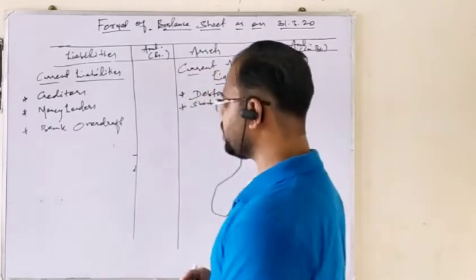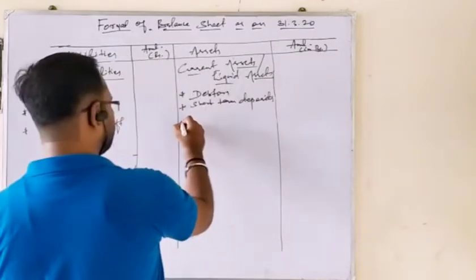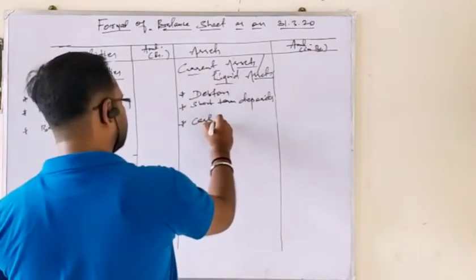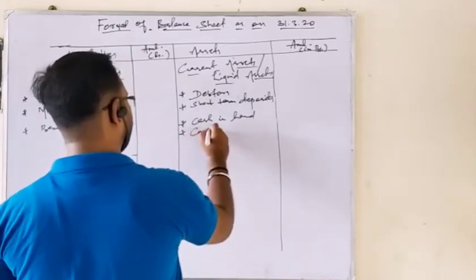Okay. So the opposite of bank overdraft, if you take it, is cash and bank balance, that is cash in hand and cash at bank.